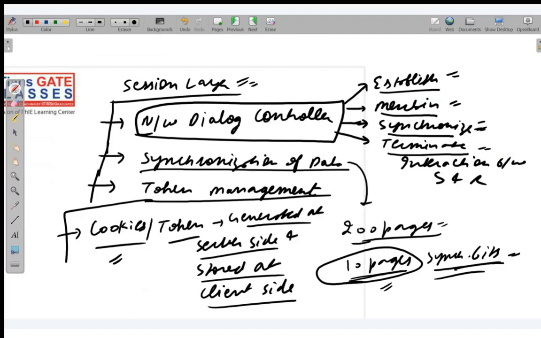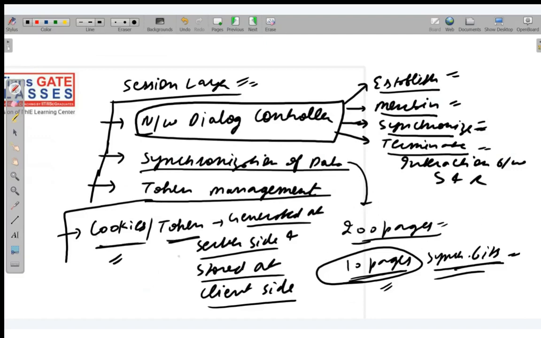So now the server is tension free. The server need not maintain your information. Next time when you log in, you will show that cookie to the server. You are not showing it, these things are done automatically. So you will show that cookie to the server, and the server will come to know, okay, you were seeing the shoes, so now I will show you the shoes only. Are you getting it? So this is done with the help of cookies or tokens.